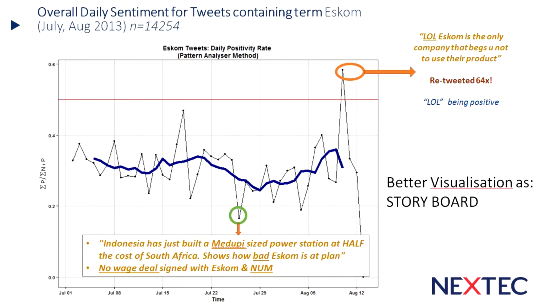Here I have circled two extreme points and given a breakdown of the content or context in the points. And what we see is the positive peak on the right hand side of the graph is due to the tweets about Eskom urging customers to use less of their product. This was retweeted 64 times, and the LOL was interpreted as a positive sentiment. Inspecting the extreme low to the left, we can see two issues contributing to the sentiment score on this day.